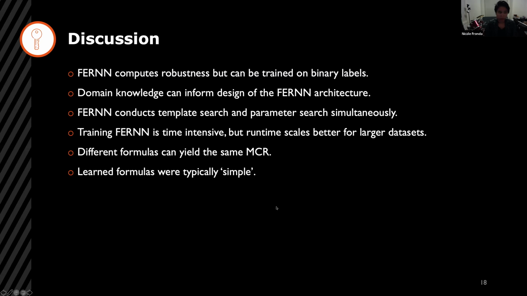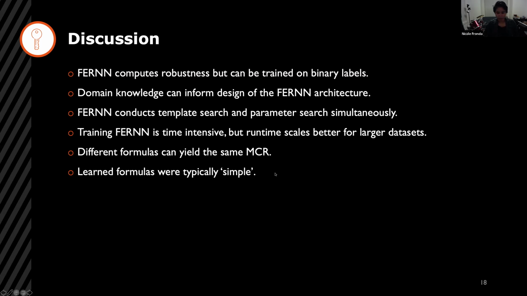So some key discussion points for our work are that even though the Fern network is architected to compute robustness, it can be trained on binary labels to learn formulas. We also note that domain knowledge can be used to inform design of the Fern architecture. For example, knowing which features are relevant ahead of time can inform how to architect certain inputs into choice blocks. And it's with these choice blocks that Fern is able to conduct the template search and parameter search in logical and formula inference simultaneously. We found that training Fern is time intensive, but that it also can scale better for larger data sets like the lift data set.